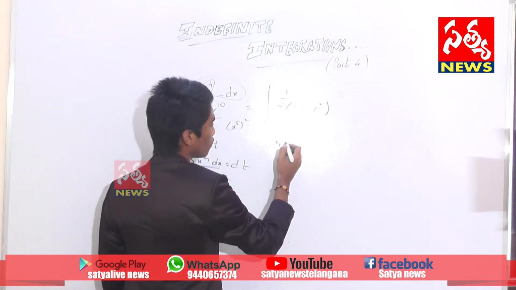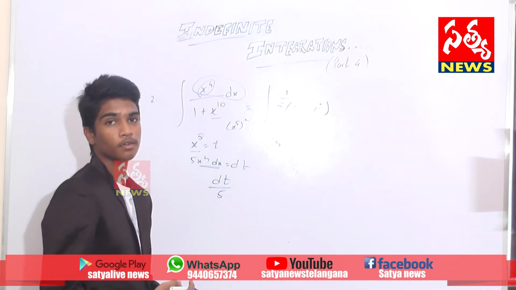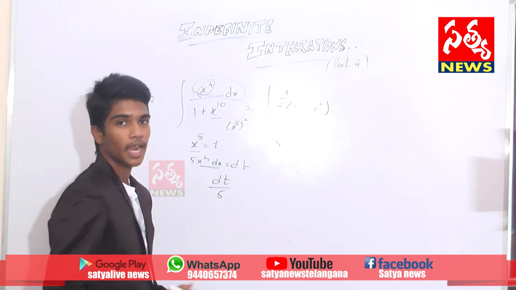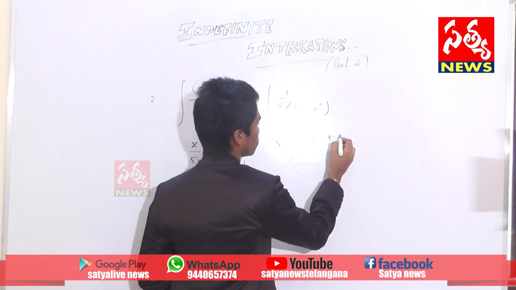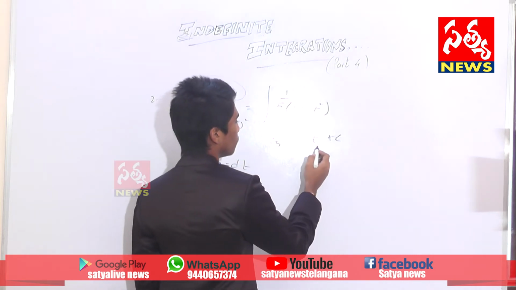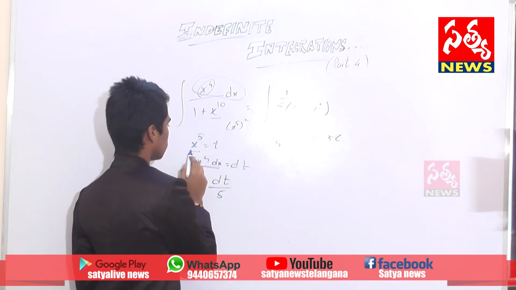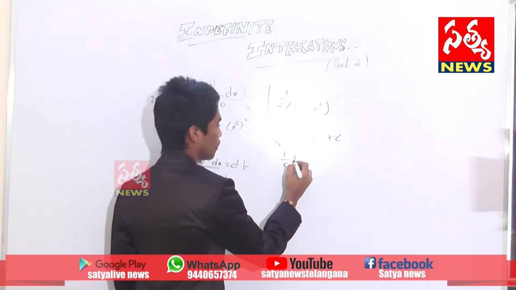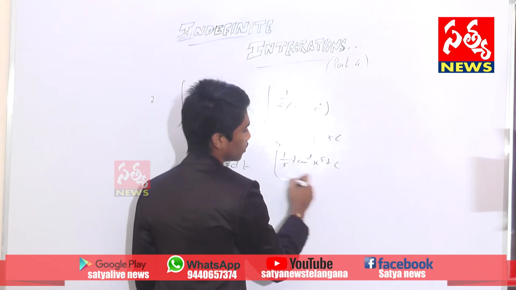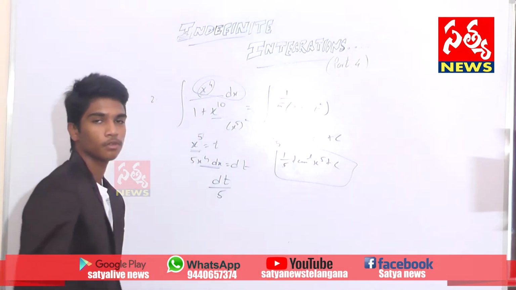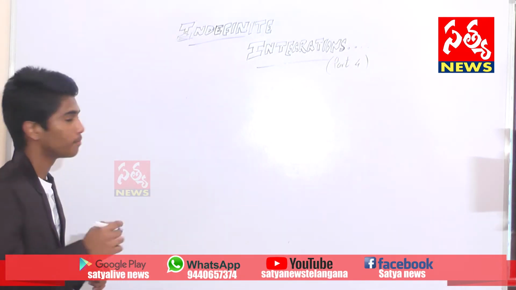Okay, 1 by 5. What is the integration of 1 by 1 plus t square? It's tan inverse of t. Tan inverse of t plus c. Okay, in place of t, what we have assumed, we should keep back in that. 1 by 5 tan inverse of x power 5 plus c. This is our final answer. Okay. Coming to the third problem.